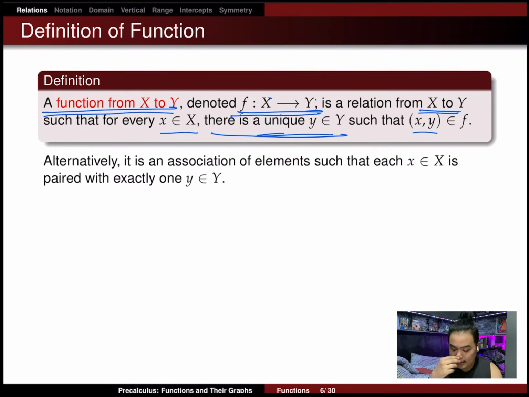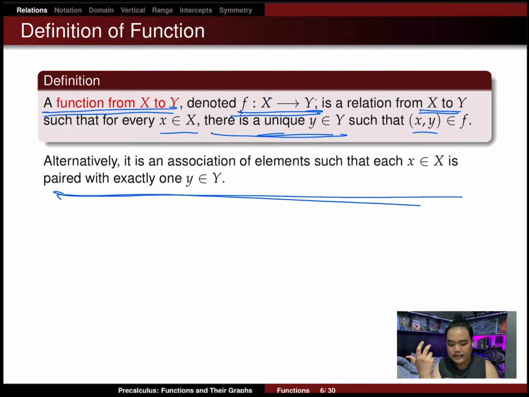So basically, ang sinasabi nyo lang, may relation ka, so you have a set of ordered pairs. So first component will come from capital X, second component will come from capital Y, such that yung isang X mo, isa lang yung kapartner niya sa kabila. So that is a function. Okay? So yun yung sinasabi ng alternative definition dito, that each X is paired with exactly one Y. So titignan mo isa-isa yung X, tapos ilan yung kapartner niya sa kabila.